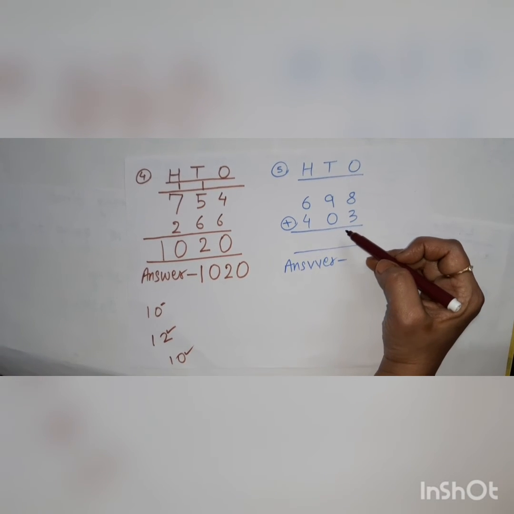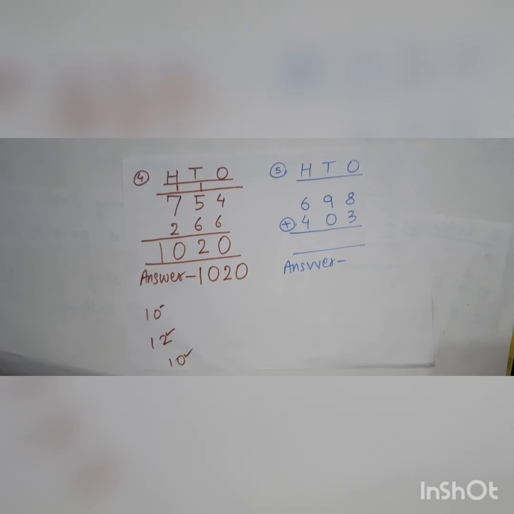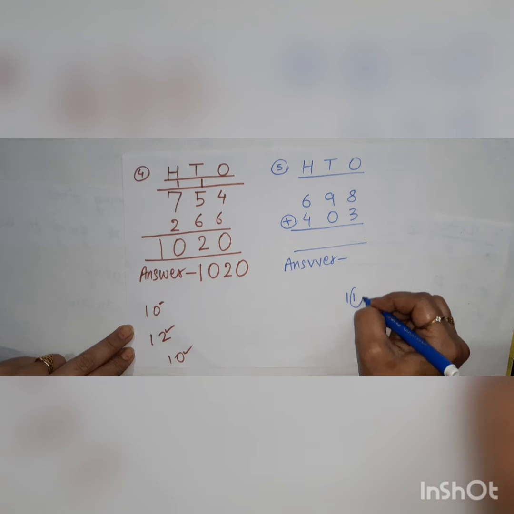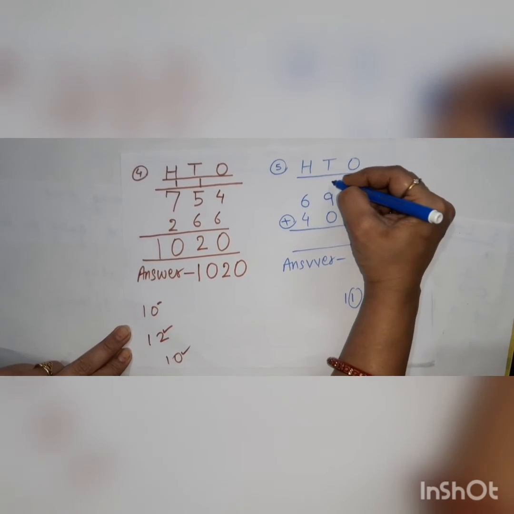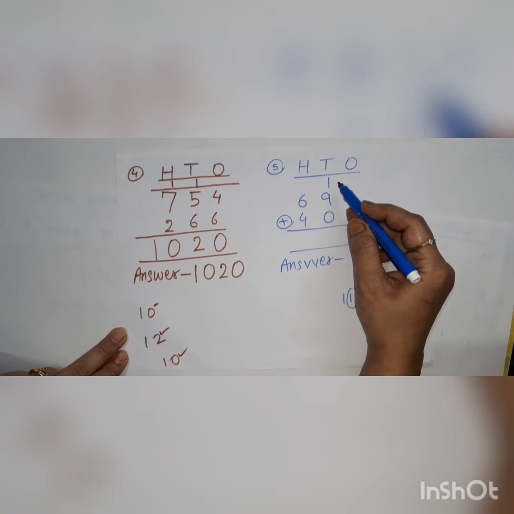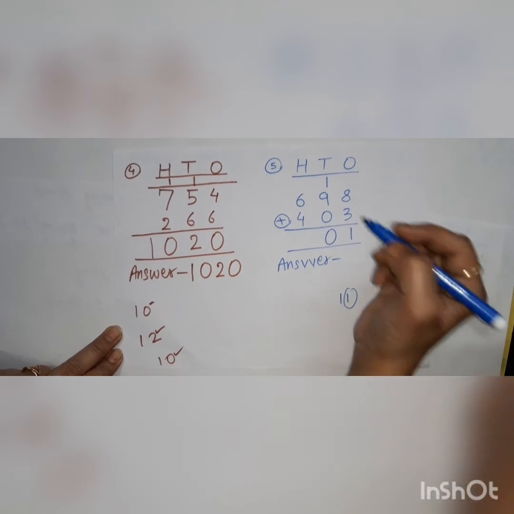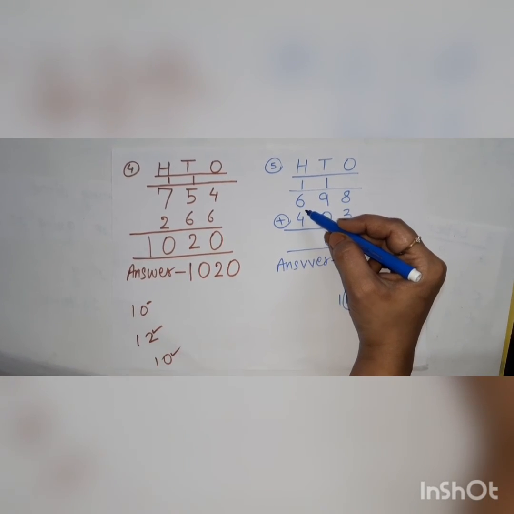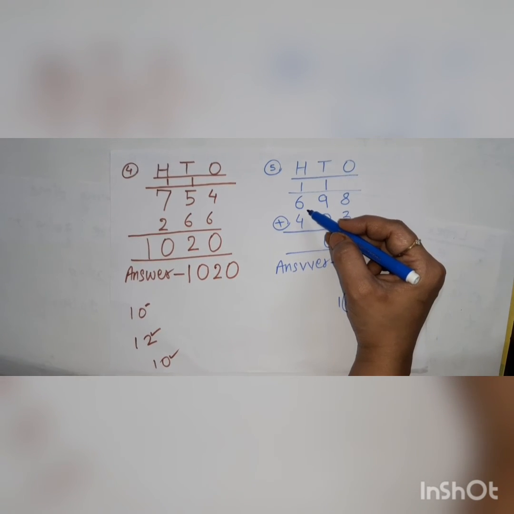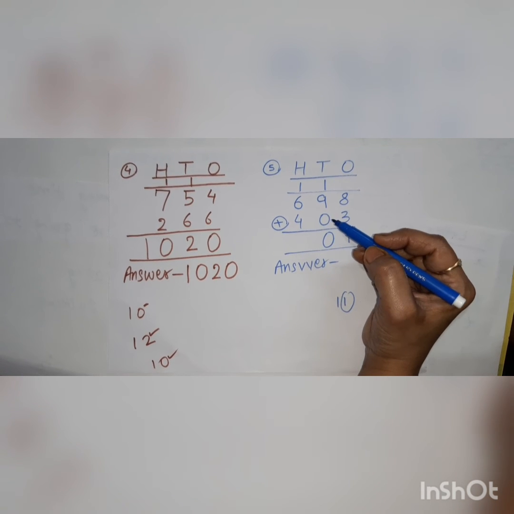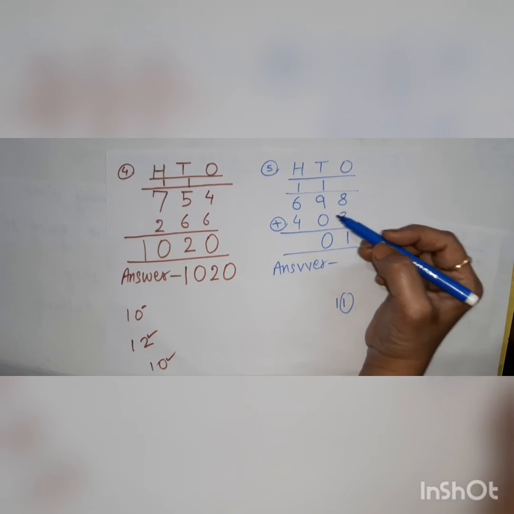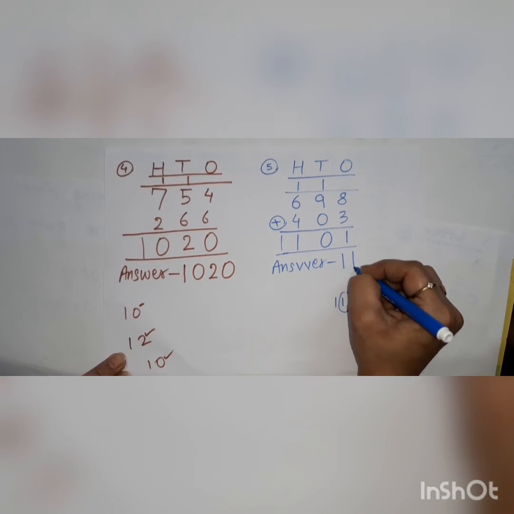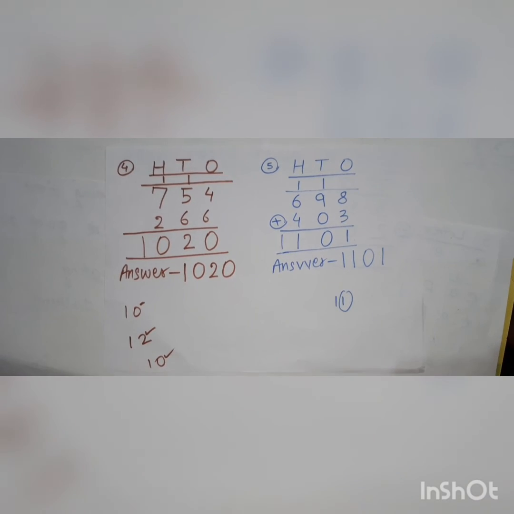Take the last example. 8. Then we take 3. So after 8, if I take 3, what comes? 9, 10, 11. So 11, this right digit 1, I write here. This one goes here. 9 plus 1, again it's 10. I write here 0. 1 will come here. 1 plus 6, take out 6 on your fingers. 2, 3, 4, 5, 6, 7. Then 4, 8, 9, 10, 11. So I write here 1 and 1 here. It is 1101. So this is our answer.